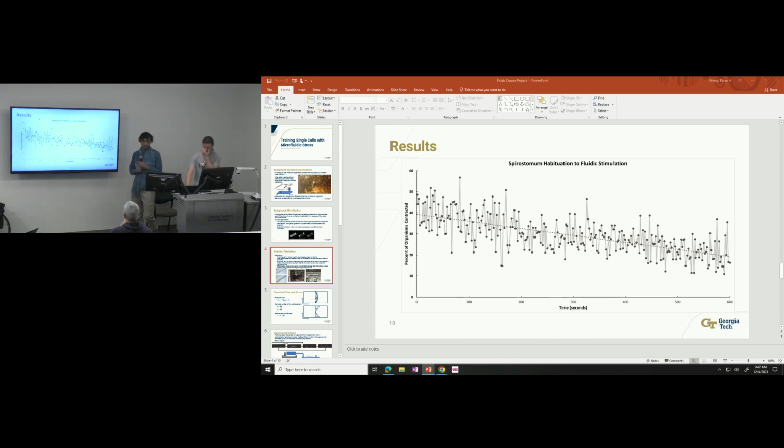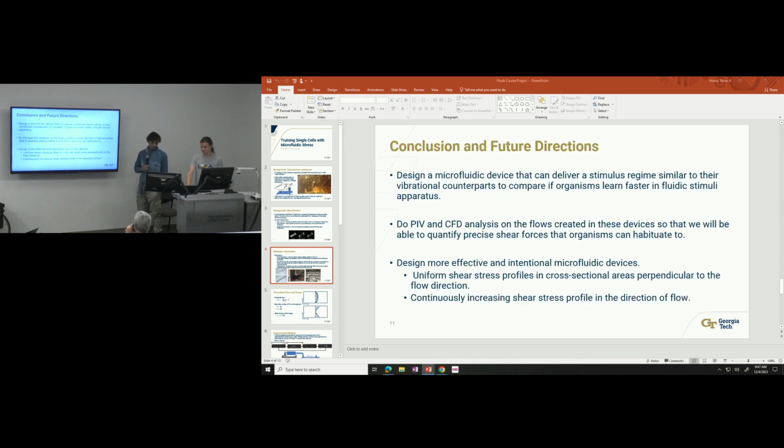But from this data, considering all those issues, it still showed that over the 10 minutes of stimulating, there was a decrease in population contraction. So they still were able to habituate, at least from what we can tell, to this stimuli regime. As you can see, the y-axis here is the percent of organisms contracting, and the x-axis is the time in seconds. Every 2 seconds there was a stimulation, and I counted the percentage contracting.